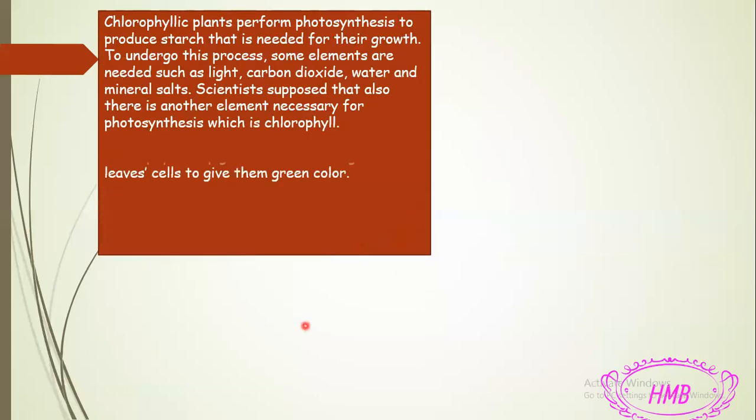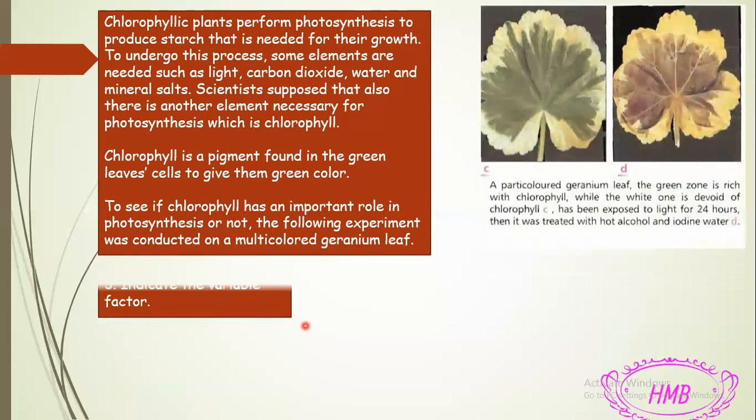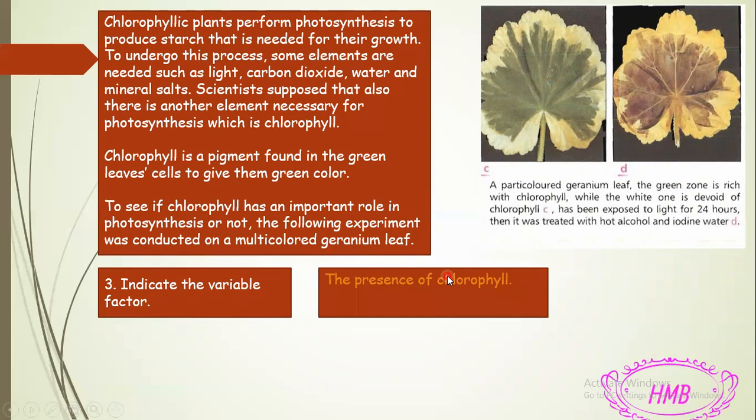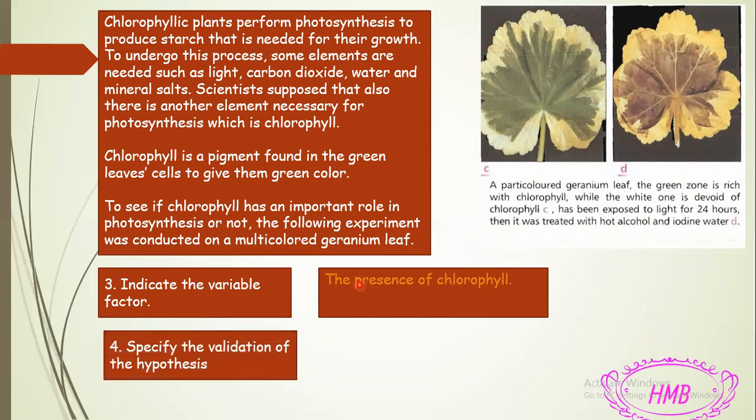We are still with the same given, but a different question. Indicate the variable factor. What is the variable factor? In the document here, since I have a leaf, in one zone I have chlorophyll and in another zone it's poor in chlorophyll, there is no chlorophyll. So the variable is the thing that is changed, which is the presence of chlorophyll. In the green part, I have chlorophyll. In the white part, I don't. So the variable is the presence of chlorophyll.